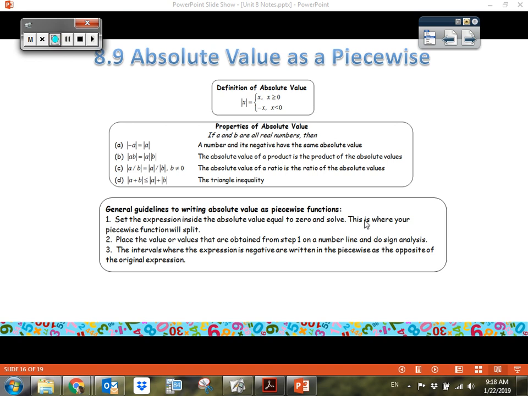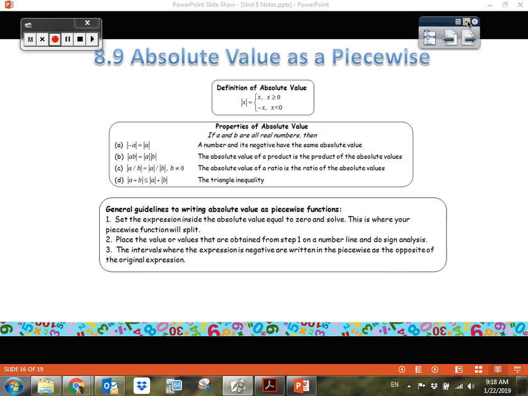That's what we will do to find where the piecewise function splits, this first step. Once we do find where it splits, we've got to put those values on a number line and do sign analysis. We need to figure out what's going on. The last step would be that the intervals where the expression is negative are written in the piecewise as the opposite of the original. So I just want to talk a little bit more about the piecewise. I want you to think about it graphically.